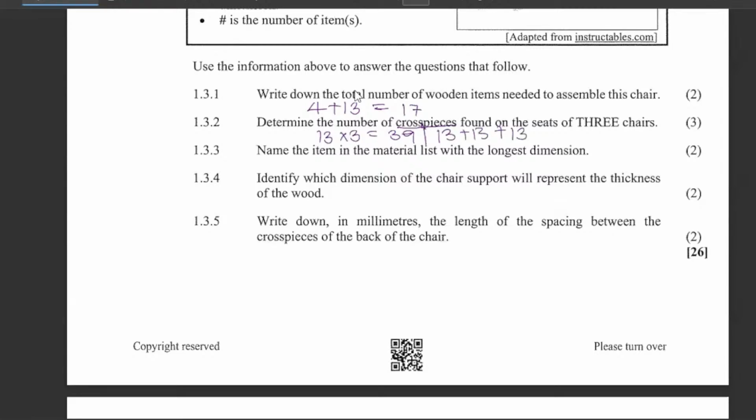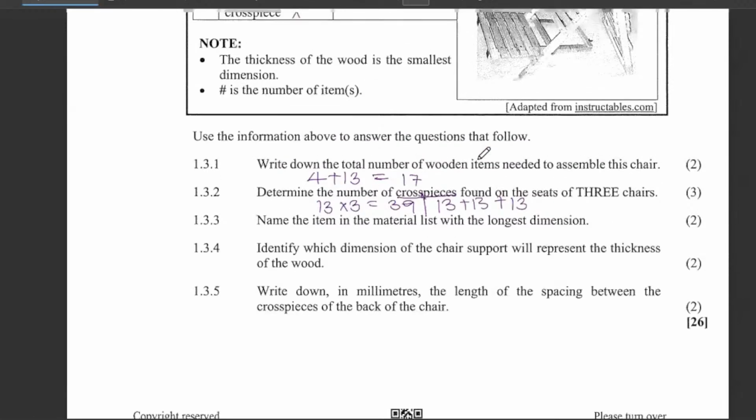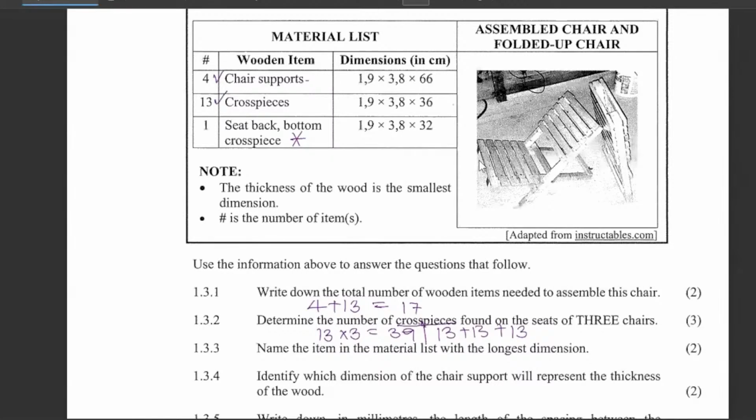Name the item in the material list with the longest dimension. Now they're telling us the longest dimension. The item with the longest dimension is supposed to be the chair supports, because that's the longest. Look at that: 66. We have 36 and 32.